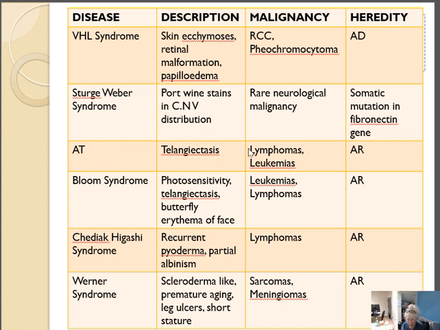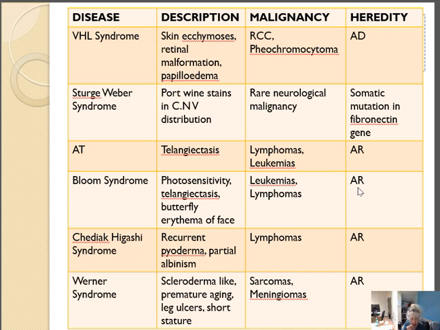Ataxia telangiectasia, you get lymphomas and leukemias. It's autosomal recessive. Bloom syndrome causes photosensitivity, telangiectasias, butterfly erythema of the face similar to lupus. Telangiectasias are like the tiny little capillaries that are under your skin. You can see them really well. Bloom syndrome can cause leukemias and lymphomas.